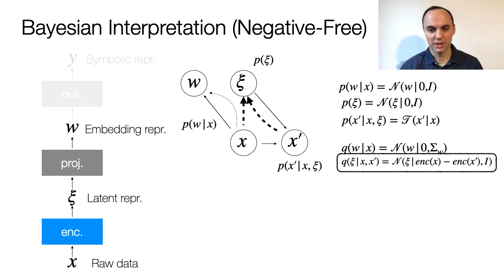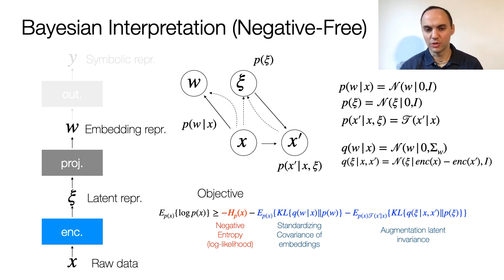Let's see what the objective is, and let's try to understand what it is actually doing. The data log likelihood can be lower bounded according to this quantity. Again, we have a negative entropy term, and then two terms highlighted in blue, which are two distances. The first computes a distance of the auxiliary density of w given x with respect to the prior over w, so over the embeddings. The second computes a distance of the auxiliary distribution over the latent representation with respect to the prior over the latent representation.